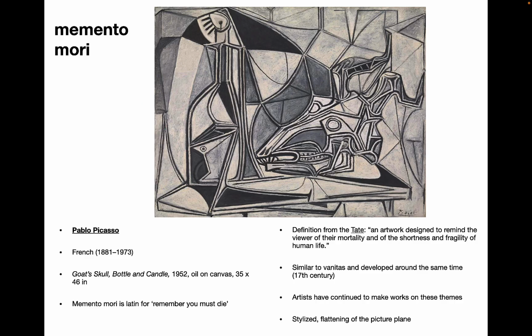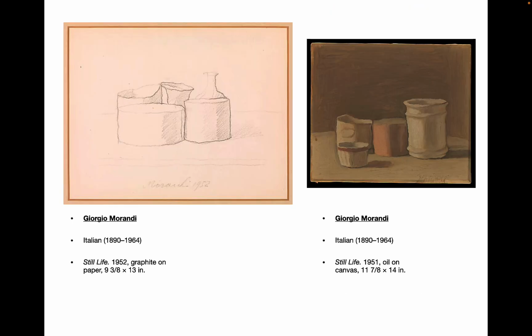So think about how Picasso simplified these objects. It's a goat skull, a bottle, and a candle, and he made this different kind of composition that was completely revolutionary for the time. Okay, this is Morandi, Giorgio Morandi, an Italian artist.